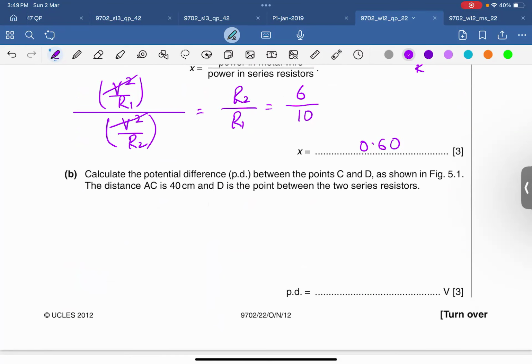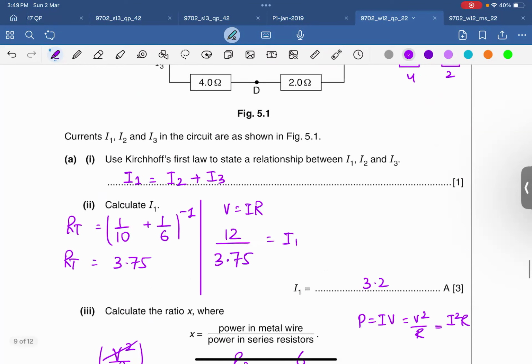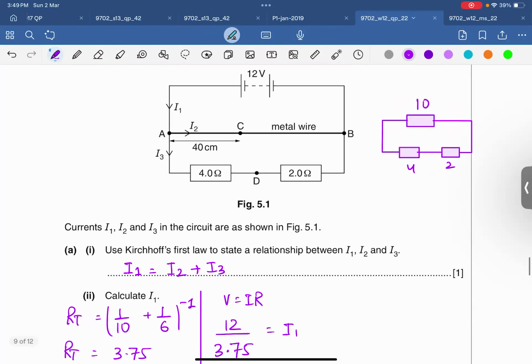Calculate the potential difference between the points C and D, as shown in figure 5.1. The distance AC is 40 centimeter, and D is the point between two series resistors. Okay, this question is sort of difficult one for most of the candidates, I think. But yes, what you do? Can you go back to the question?